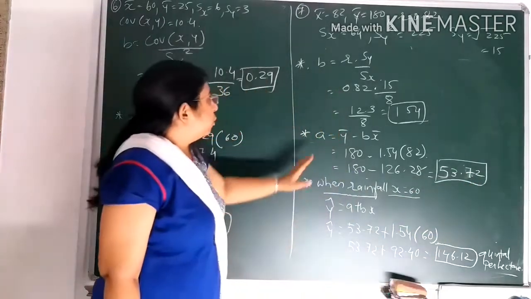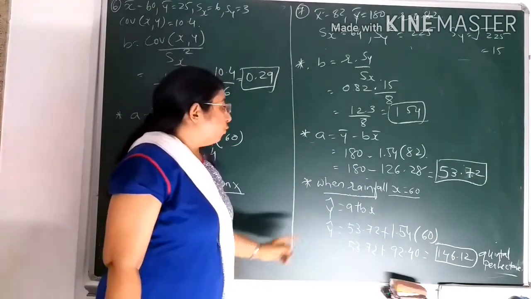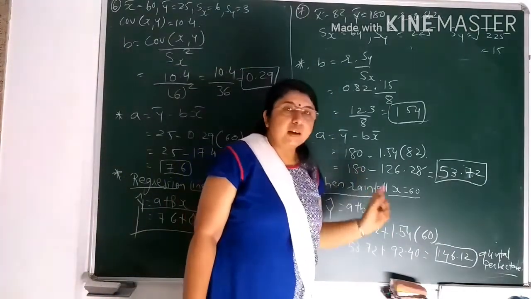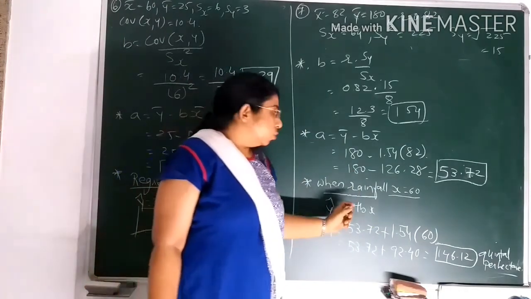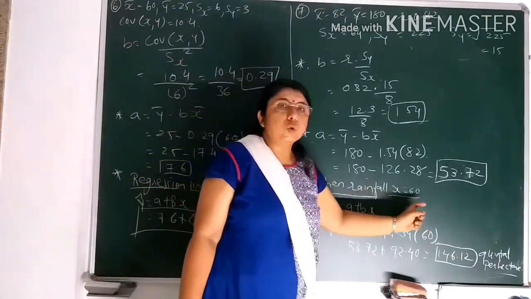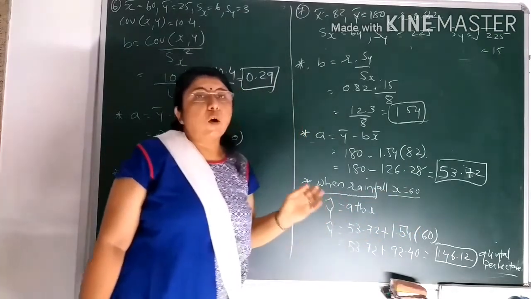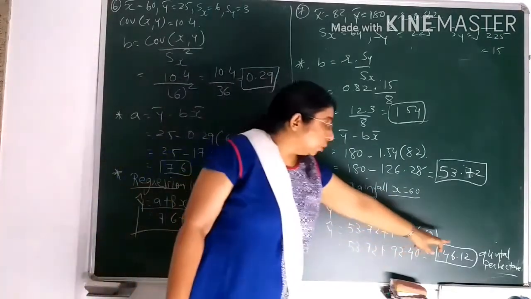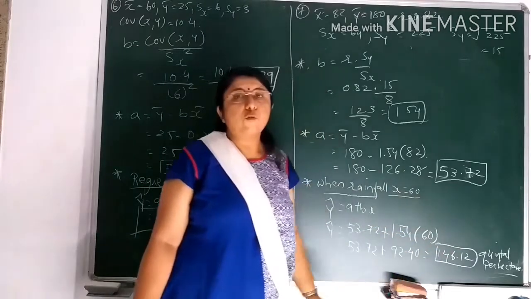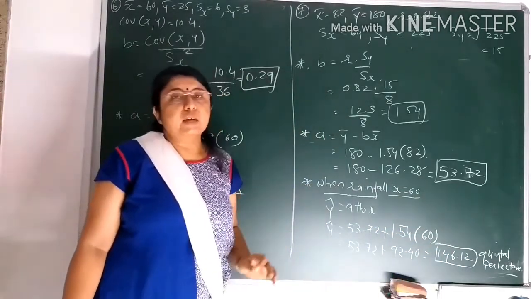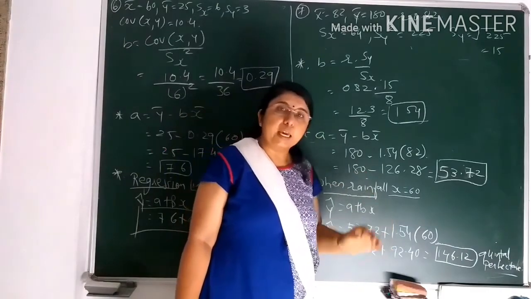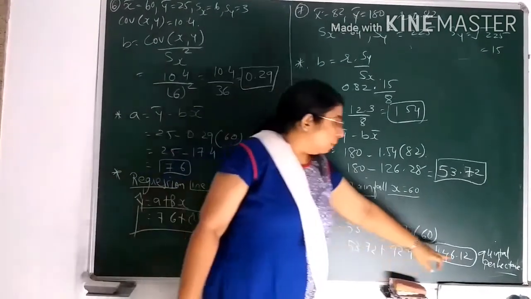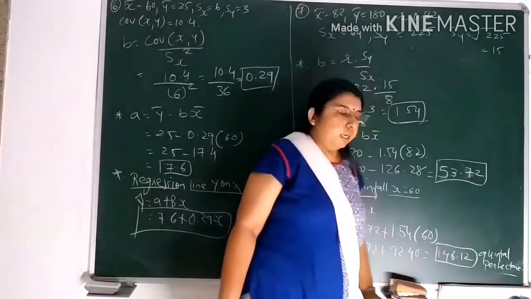Now after getting the value of A and the value of B, in the question it has been asked that when the rainfall, which we have taken as X, is given to you as 60, we have to find the yield of maize. The answer would come in quintal per hectare, because the value of Y, that is yield, is given in quintal. So whatever the estimated value of Y comes, at the end we compulsorily have to write the unit over here.